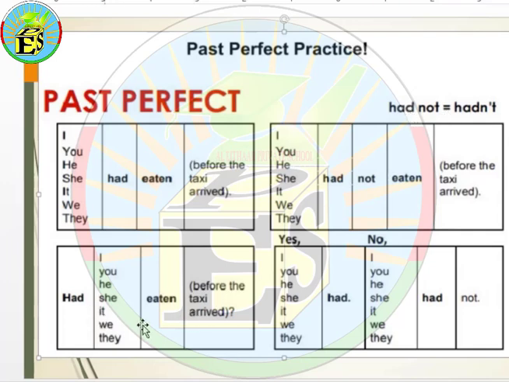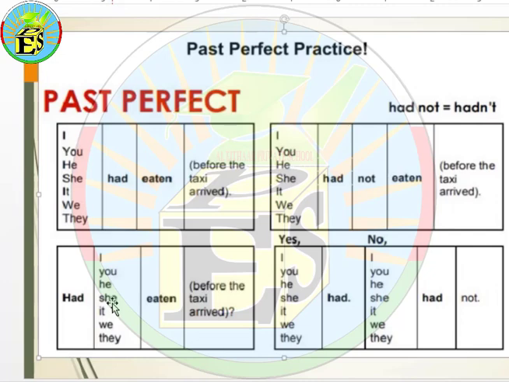Now let's go for interrogative, or how to form the question. We start with had, subject plus the main verb. So had you eaten before the taxi arrived? And how to answer this question? Using yes or no. Yes, I had, or no, I hadn't. If we start with a WH question, we put it here before had. For example, what had you eaten before the taxi arrived? And in this case, we will give information in the answer.